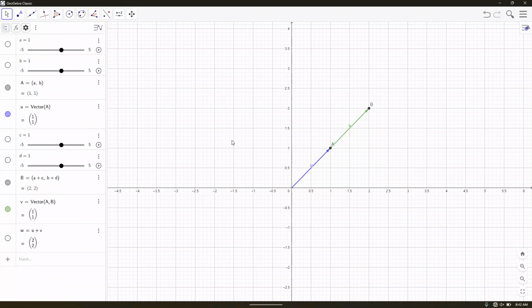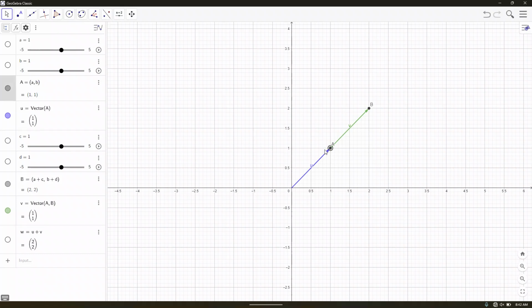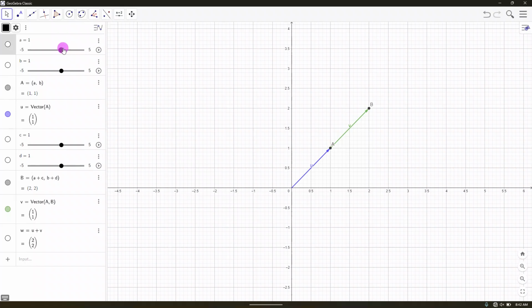So, okay, I have a vector with a terminal point A. That's a vector in standard position. So our first vector, what was that? X was 3 units, right? So A equals 3, and B equals negative 1. I'm going to get this slider to negative 1.